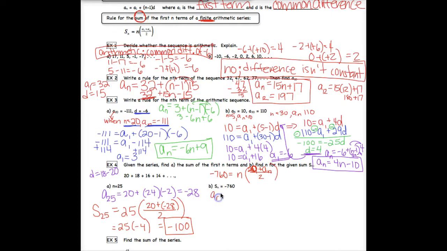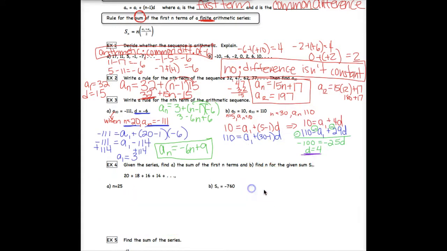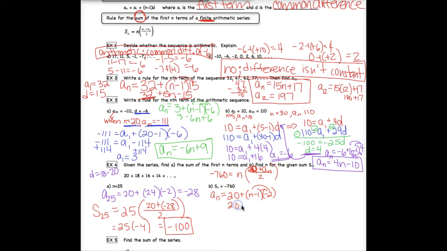So a sub n, again, going back to this formula here, equals a sub 1, so 20, plus n minus 1 times d, which we know is negative 2. We found that for the last part of the problem. So distribute. 20 plus this would be negative 2n plus 2.